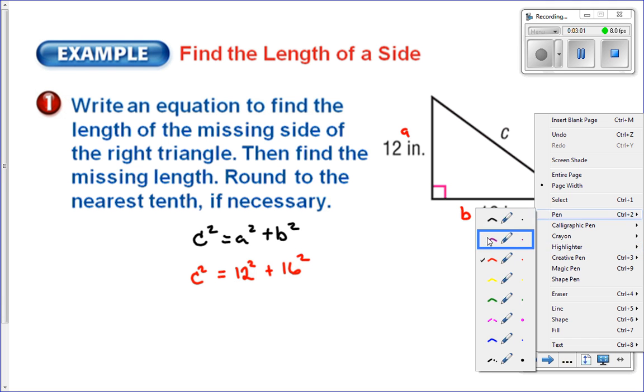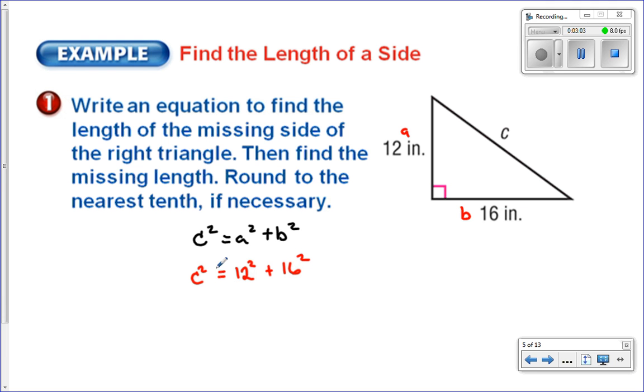I think a lot of people probably know that 12 squared is 144. I think most people don't know that 16 squared is going to be 256. Excuse me, there we go, 256. I'm blaming it on the pen. It's not me. My handwriting's great.